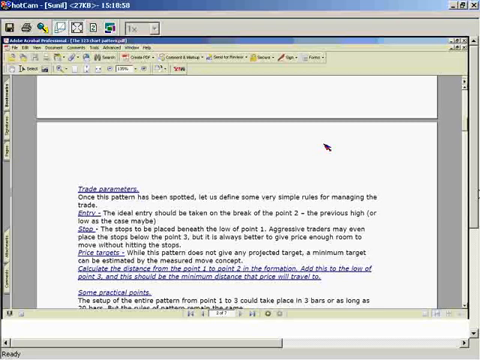As we mentioned earlier, the ideal entry should be taken on the break of point 2, the previous high. Stops to be placed beneath the low of point 1. Now, aggressive traders generally place stops beneath point 3 also, but you should always give it enough room. Let's do one thing. Let's come down to this chart.